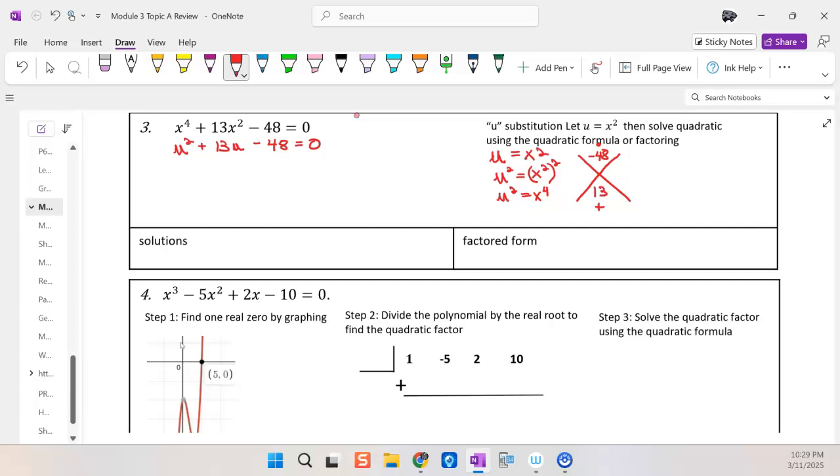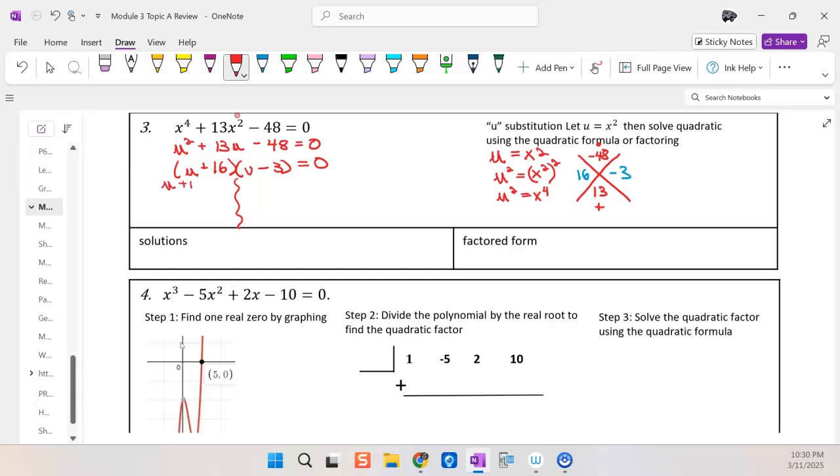Right? And that would be 16 and -3. So then I can factor this into U plus 16 times U minus 3, and then I can set each one of those equal to 0.